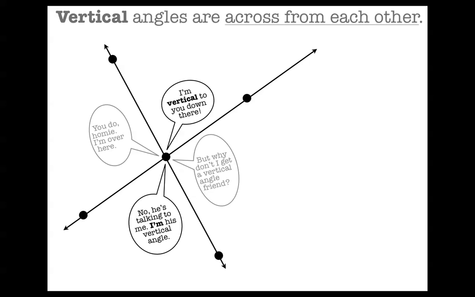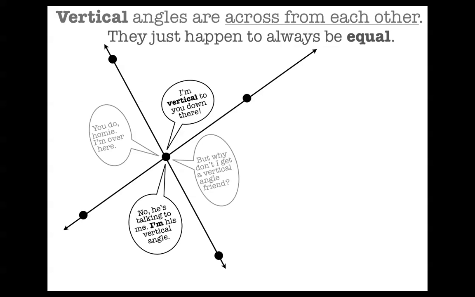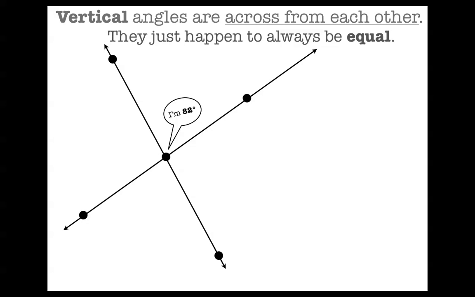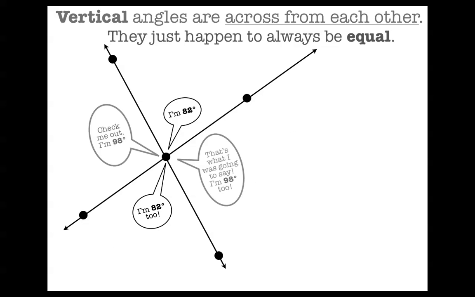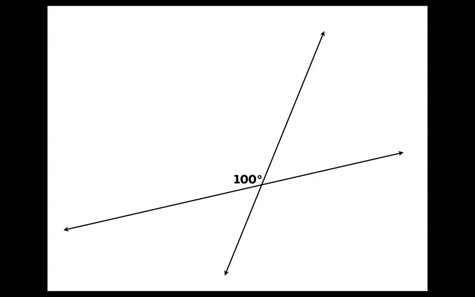Oh, yeah, there's actually two sets of vertical angles. There's the left and right ones that are across from each other, and there's the up and down ones that are across from each other. And you know what? Vertical angles aren't just across from each other, but they also just happen to always be equal to each other, so that if you measured them with a protractor, they would both come out to the same number of degrees. Like maybe something like this. Vertical angles are across from each other and they're always equal.